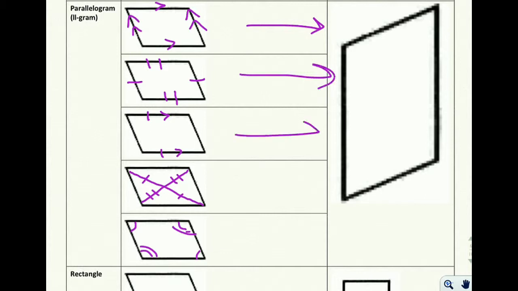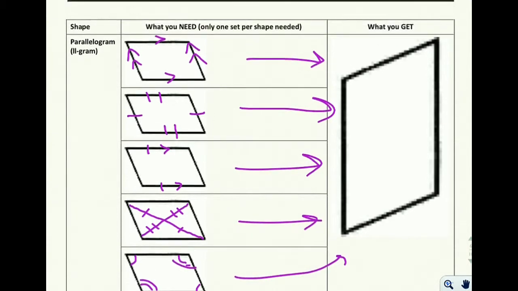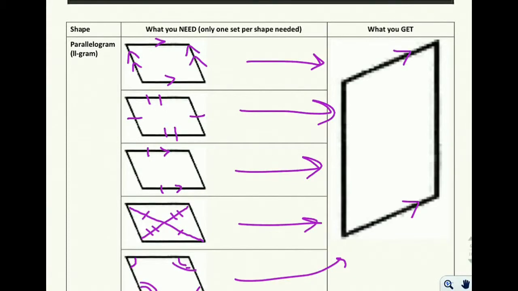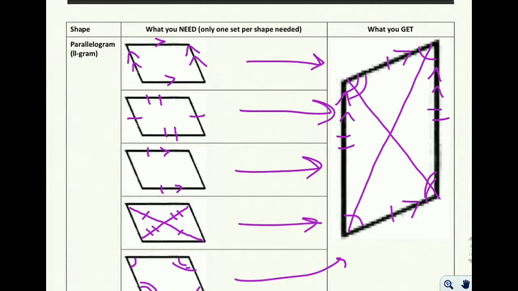So the idea is that if you have any one of these five pieces of information, you get the full suite of everything that is true about a parallelogram, including opposite sets of parallel sides, opposite sets of congruent sides. You get that the opposite angles are equal to one another. You get that the diagonals bisect each other. So that comes in for free.